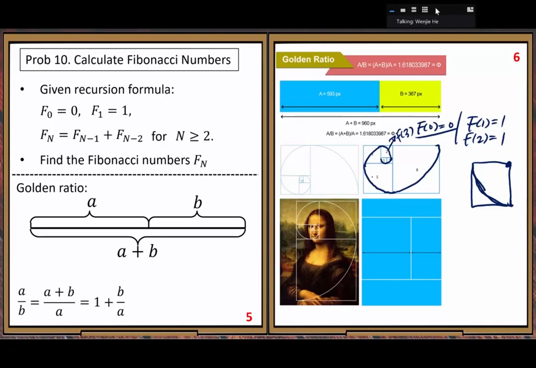To answer this question, the obvious method is to introduce a new variable x. Let's make A over B equal to x. Because in A over B there are two unknowns, A unknown and B unknown. After we replace this ratio by x, we only have one unknown, x. So that's much easier.